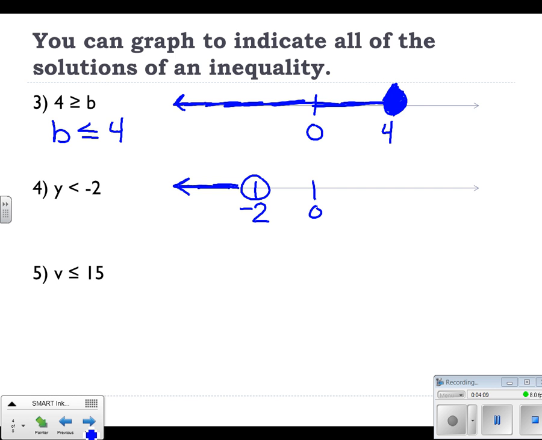V is less than or equal to 15. So on our number line here, here's 0. We'll say 15 is here. We put a circle at 15. And once again, it says v is less than or equal to. So that means 15 is a solution, like that first one we did. And anything less than, shade to the left.